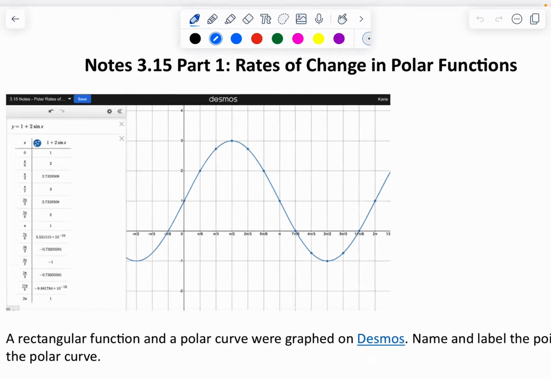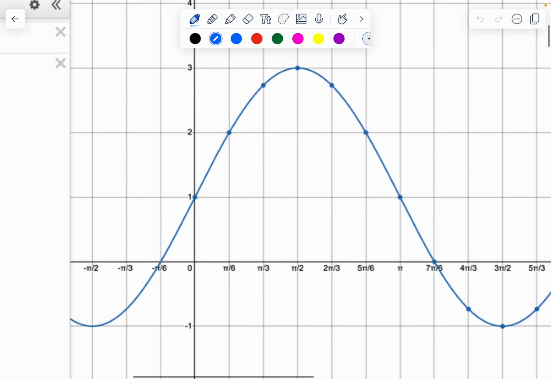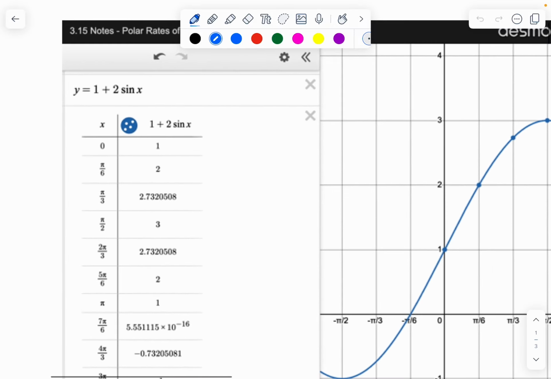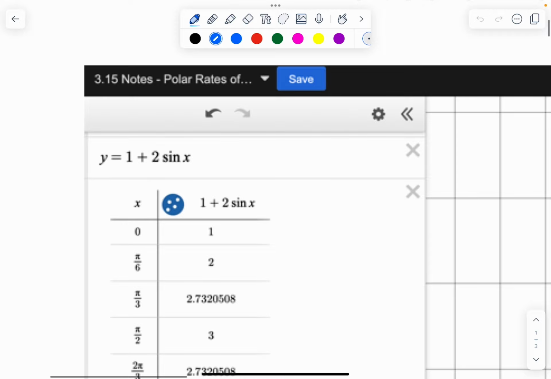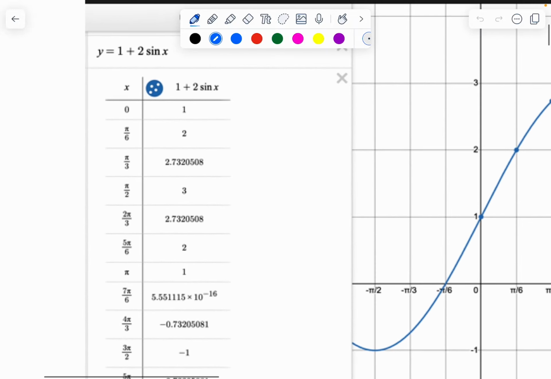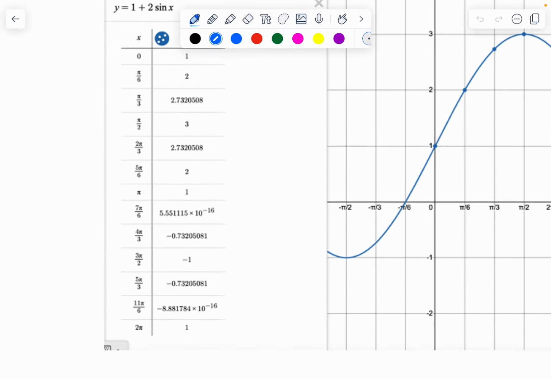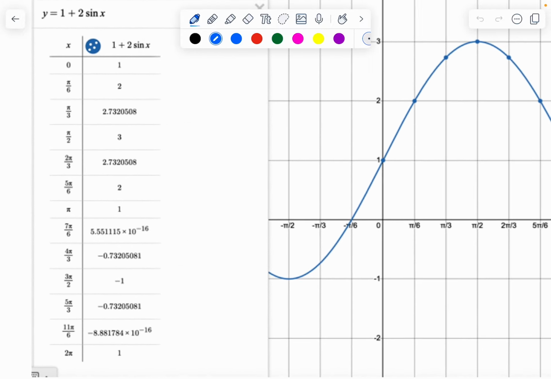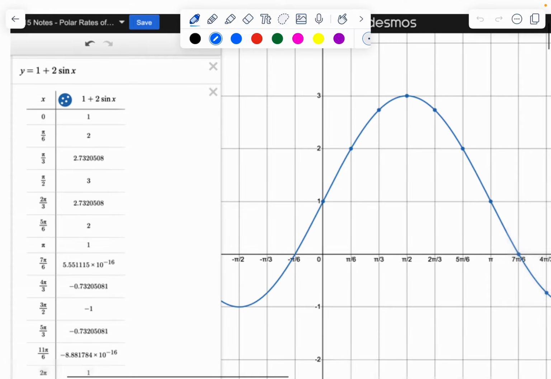First of all, I used Desmos to help me out, and I graphed this as a rectangular equation. So I just graphed y equals 1 plus 2 sine of x, and I figured out how to generate a table. I may or may not have had to Google it. But I made a table of all these different values, and then you can get Desmos to plot those points.